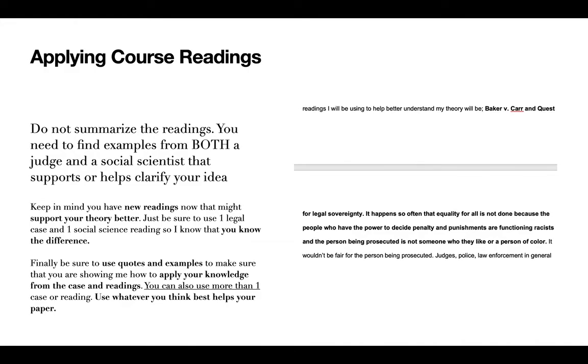So I'm pulling out one example from a student who did a really good job of this on the draft. They decided that Baker versus Carr really helped them make their point, and I agree with them. They used quotes and examples from that case to argue for minority harm, and then they used the social science reading Quest for Legal Sovereignty to back up the things that they were saying.